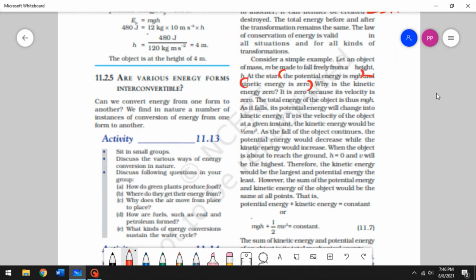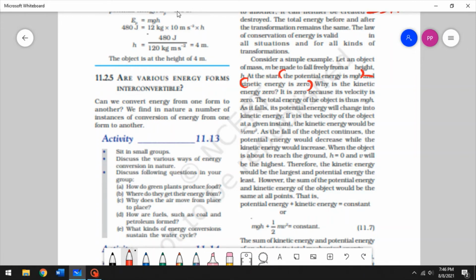An object is made to fall freely from a height h. At that point h, the object is not moving, right? So it has potential energy. And what is the formula for potential energy? mgh. That is why we took potential energy as mgh. Why is the kinetic energy 0? Because I just said that the object is not moving. If the object is not moving, obviously its kinetic energy is 0. That is why the potential energy of this object is mgh and the kinetic energy is 0.